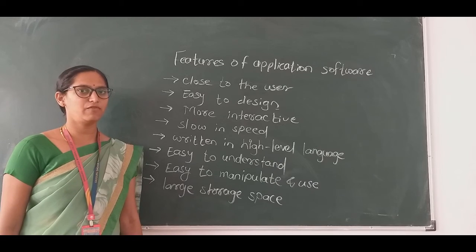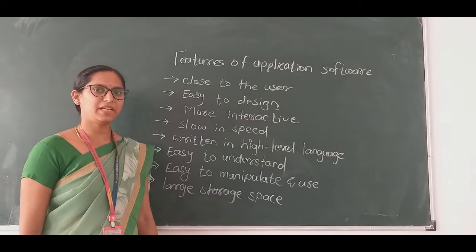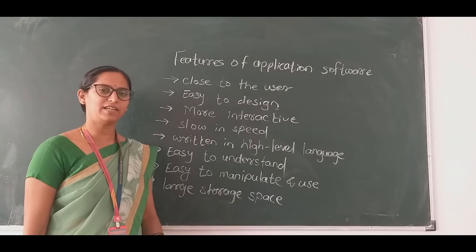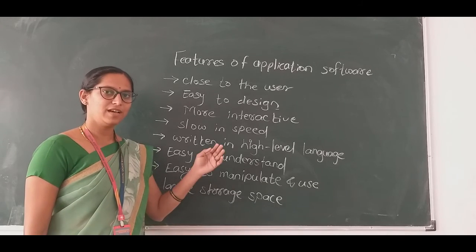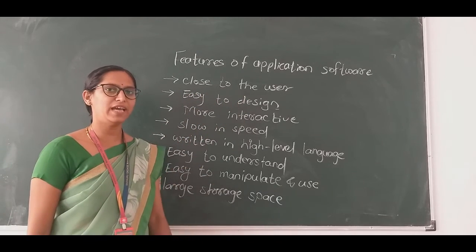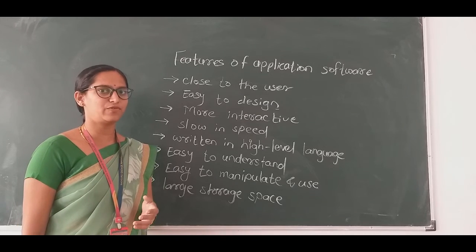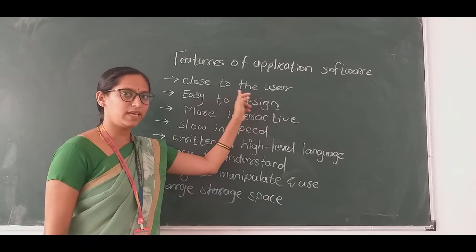Now next is the features of application software. What is application software? Application software is user software. Why are we saying user software? Because it is designed for the users. Now we are discussing the features. First feature is close to the user. Why? Because application software is designed for the user. That's why this software is close to the user.